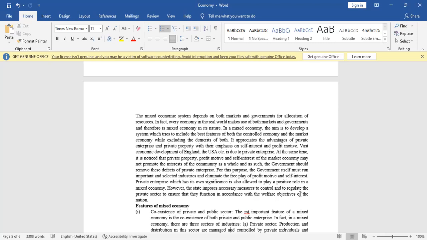Now you see, you are all school going children. Do you know that you are all studying in a private school? Do you know that the government also runs schools? These are called government schools, isn't it? So the government schools are run by the government. Private schools are run by private individuals. See, in the case of education also, there is a coexistence of private school and public school.